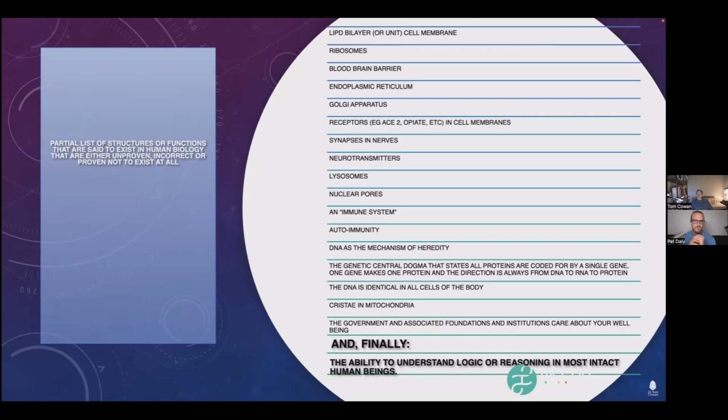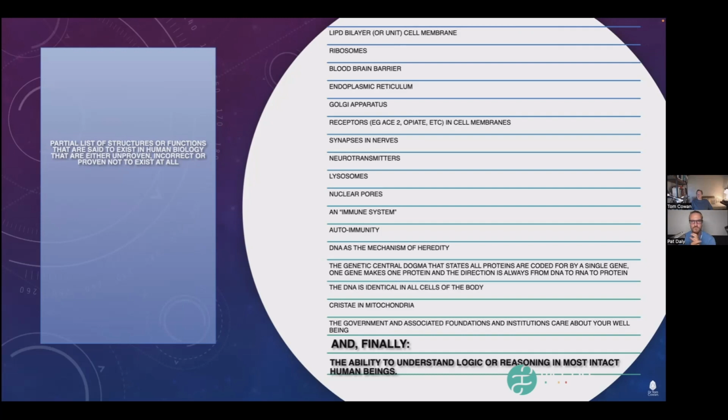There's no immune system. They made that up to convince you there's viruses. There's no such thing as autoimmune disease. DNA is not the mechanism of heredity. The proteins are not coded for by genes. And the DNA is not even identical in all the cells of the body.